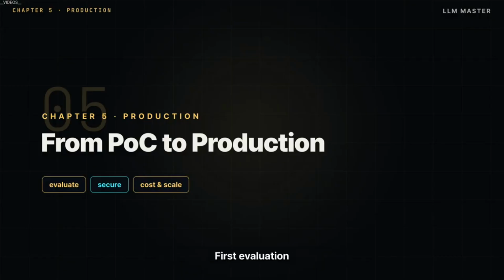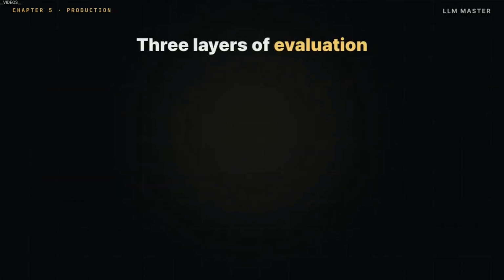First, evaluation, so you actually know whether a change made things better or worse. Then security, because a model that reads untrusted text is an attack surface. And finally, cost and operations, the difference between a system that's profitable and one that quietly bankrupts you. None of this is glamorous. All of it is what separates a toy from a product. You cannot improve what you cannot measure, and "it looks good to me" is not measurement.